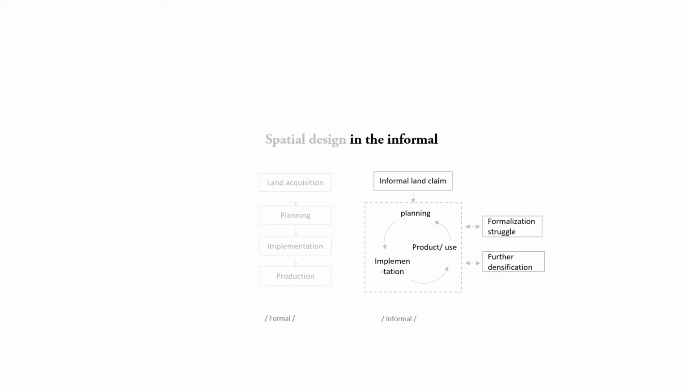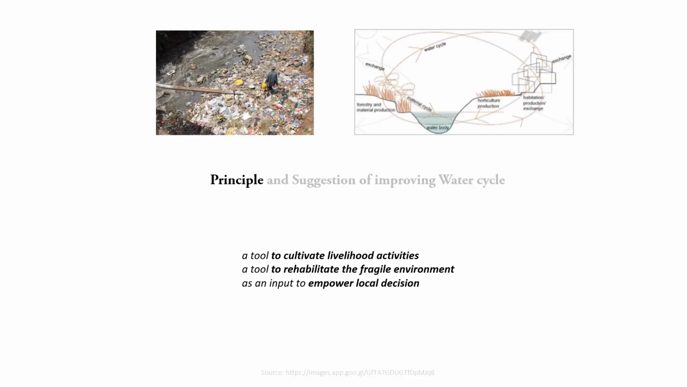The conscious decisions are taken to guide action of recognizing the physical space in order to respond to needs within natural and man-made limitations. In other words, we can see design as a principle which can be taken as a formalizing agent of the informal. Based on it, spatial design in the informal can have certain benefits for city development in Ethiopia. Here, some principles and practical suggestions for improving the water cycle are provided.